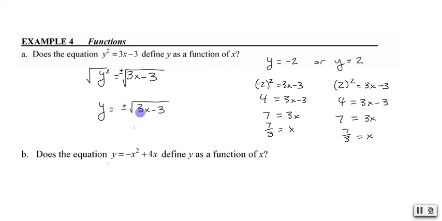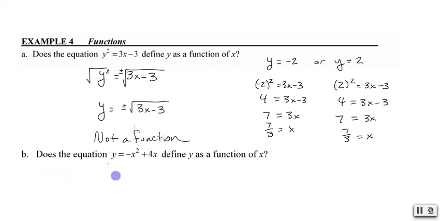So this means that y is going to be plus or minus this quantity. So you put in an x, and then the y is going to be plus or minus the quantity after simplified. In other words, a single x will give you two y's. So this is not a function, right? Not a function.